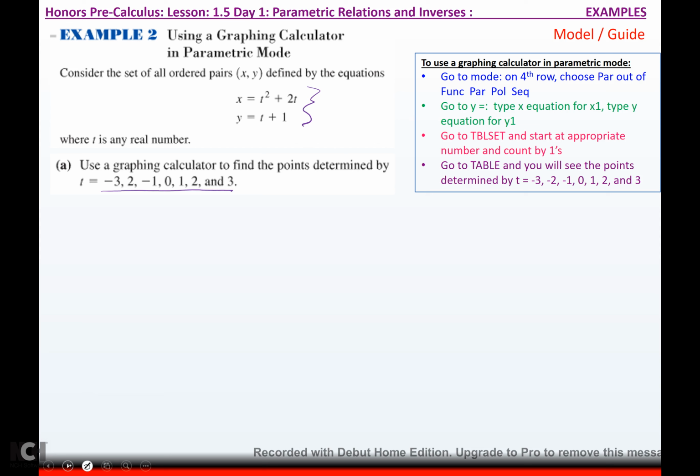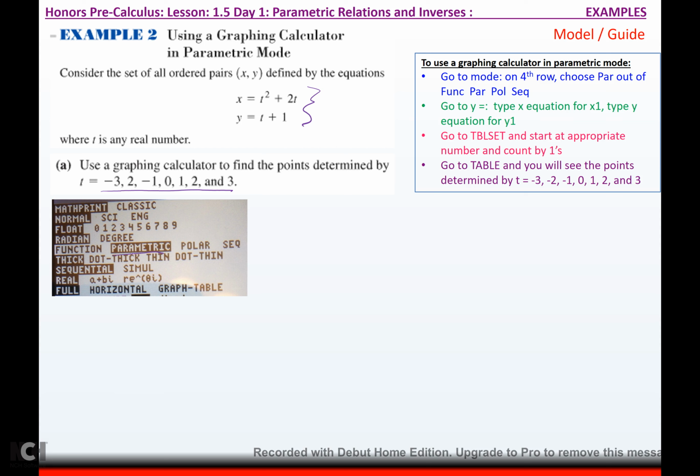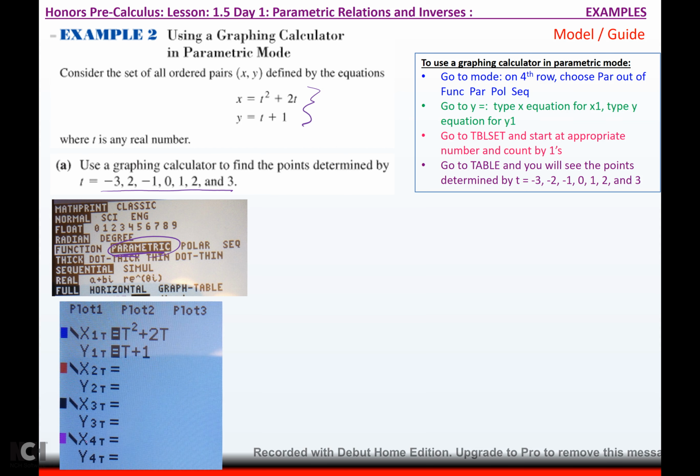So if you have your mode all set, here's what I was talking about a while ago. When you hit mode, you have these choices. You want to make sure parametric is black. And then your screen looks like this now. So for x1, I type in, and oh, notice, I didn't put the key on. The same key that you hit to get an X, when you hit that key now, it'll type a T for you. Don't use the alpha key. You just use the same key you would use to type an X. It's just that when you're in parametric mode, it types a T instead of X.